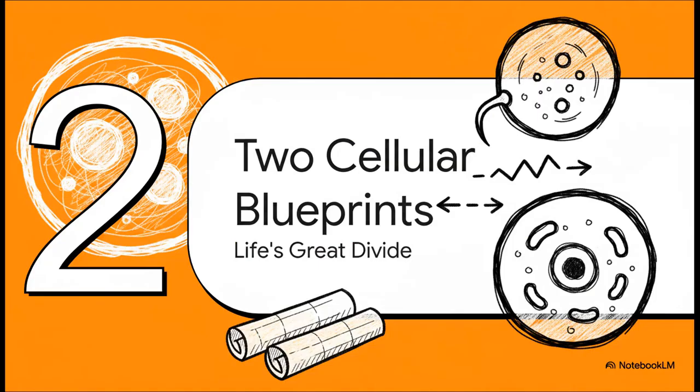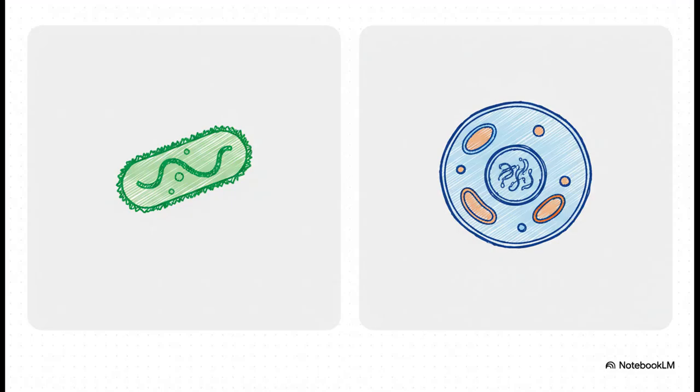Okay, so if everything's made of cells, does that mean they're all the same? Nope, not even close. Turns out, all life on our entire planet is built from one of 2 fundamental blueprints. First up, you've got the prokaryotes. Think of them as the original minimalist design. They're simple, they're small, and their DNA just kind of floats around inside. These guys were the very first forms of life on Earth.